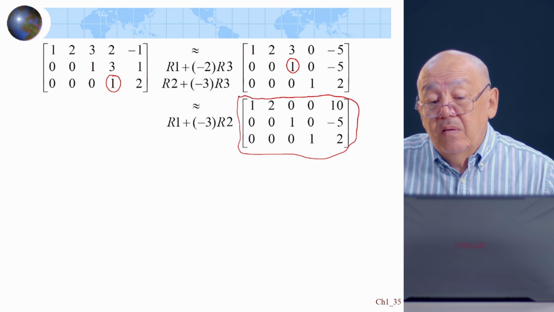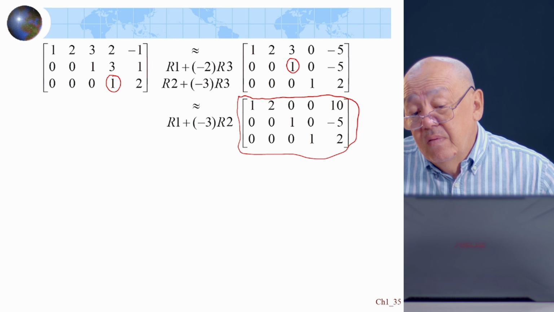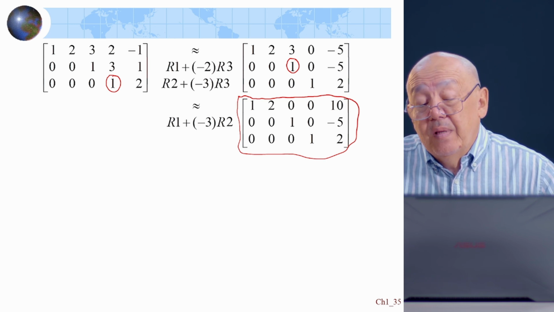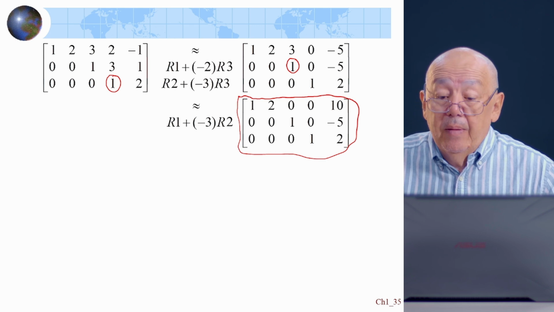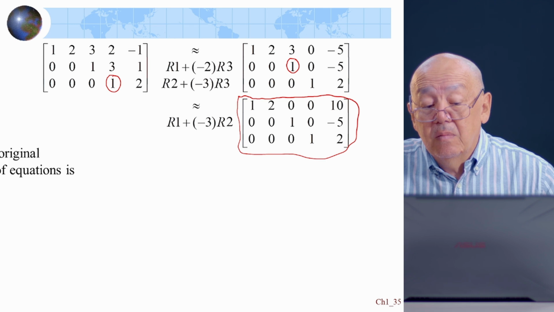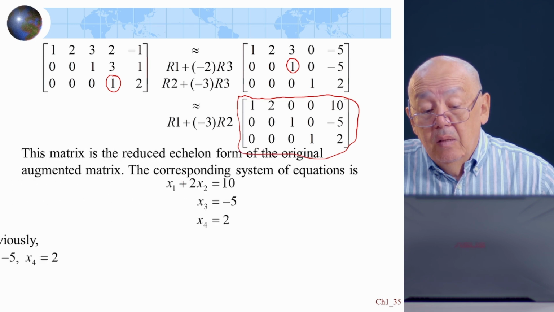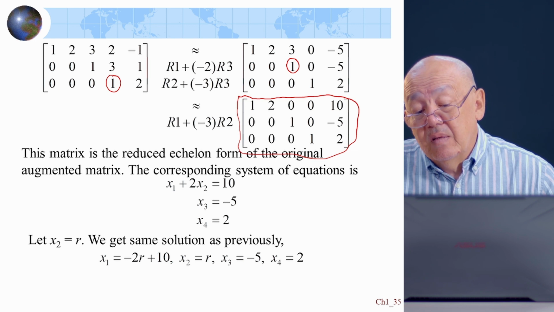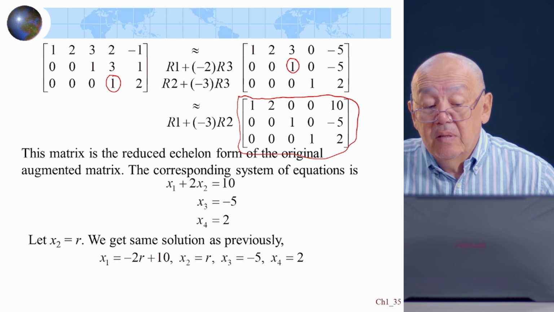You see here the basic variables are x1, x3, x4, and the free variable is x2. Let x2 be r, then x1 is 10 minus 2r, and x2 is r, and x3 is minus 5, x4 is 2. This is a solution. Indeed, we have infinitely many solutions because of the presence of a parameter.